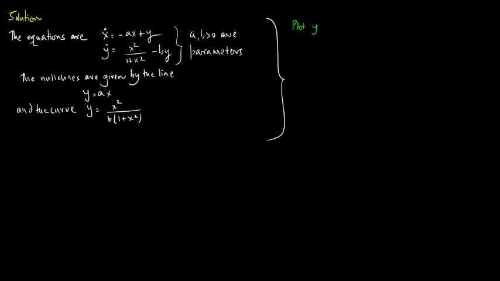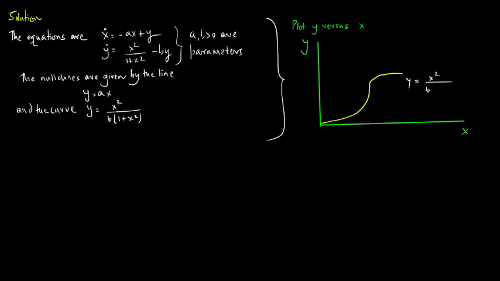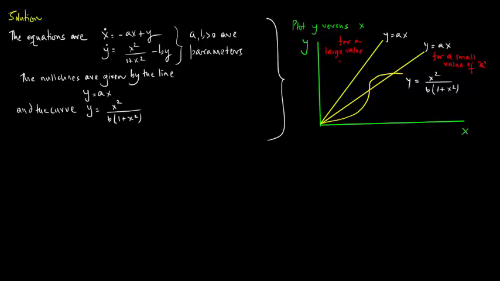Now let's plot y versus x, and that's y is equal to x squared divided by b times 1 plus x squared, and that's the line y is equal to ax. Note that this is for a small value of a. We plot another line y is equal to ax, and this is for a large value of a.